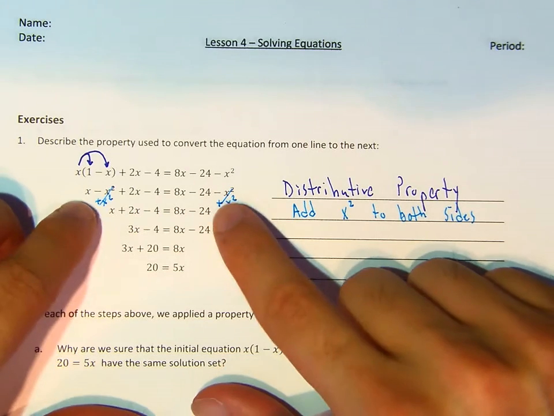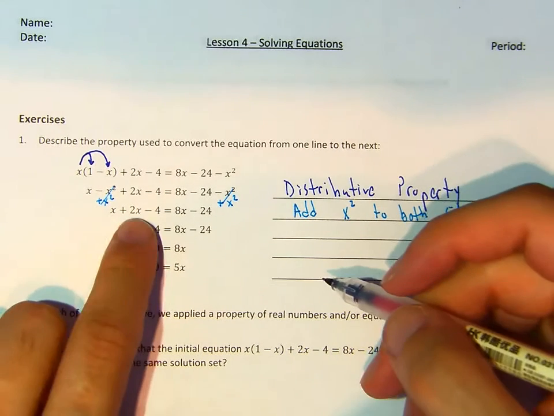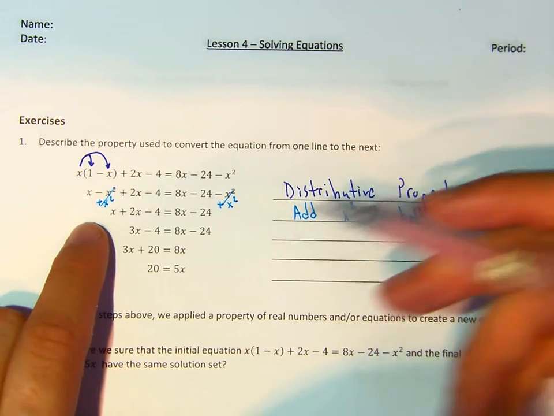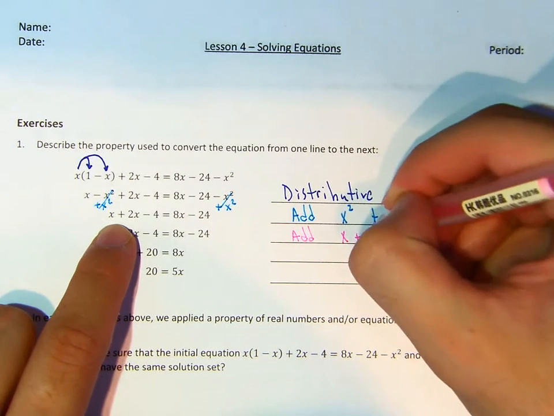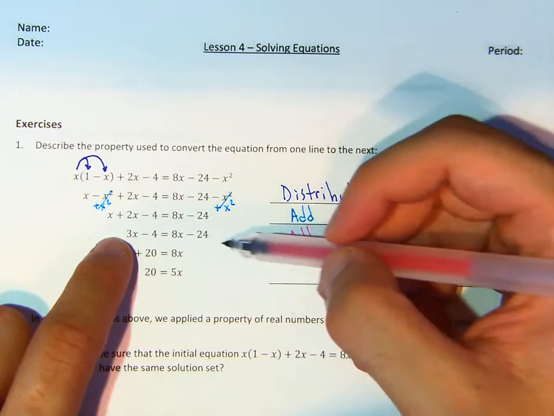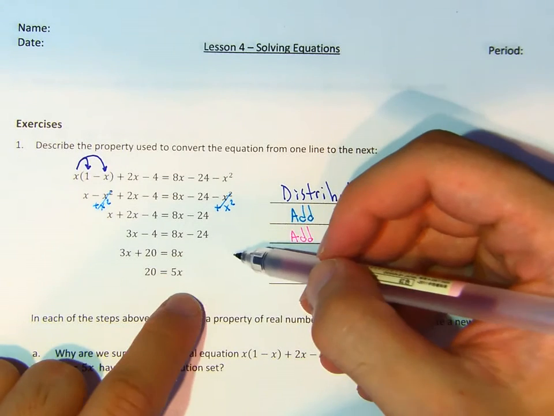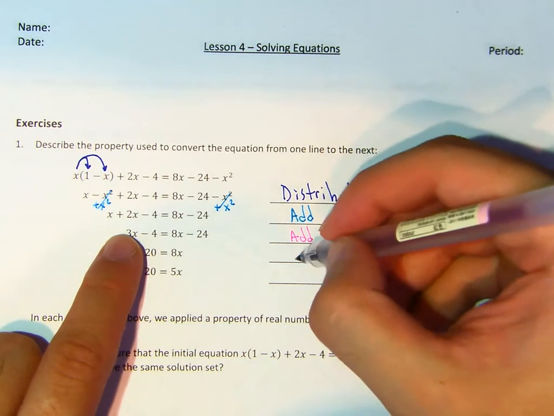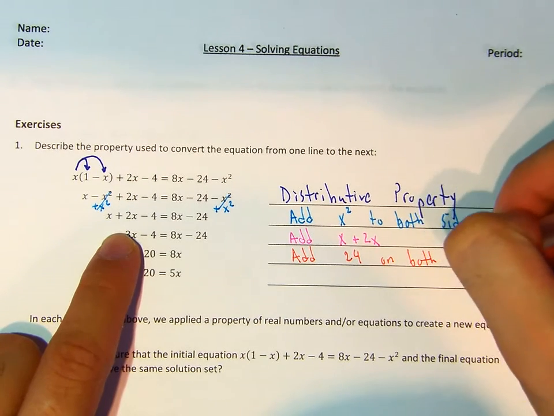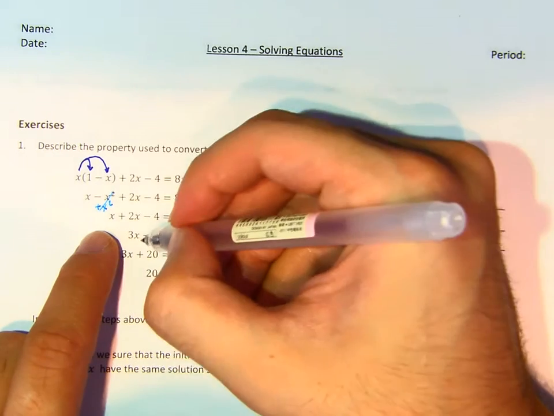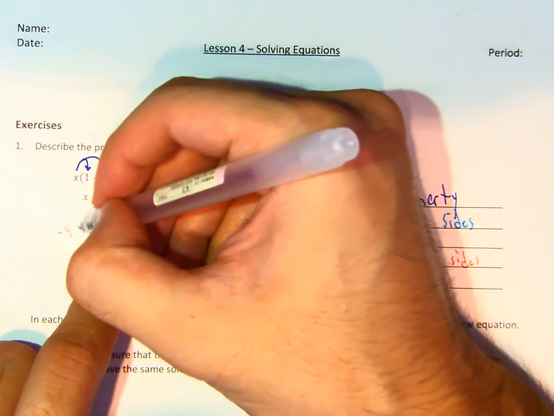What would you describe the move from here to here, right? Okay, for here to here, notice that what happened here? Here we just added the x plus 2x, so add x plus 2x, right? And that became 3x. Okay, so then what's the next move, right? From here, what did this person do? They added 24, so add 24 on both sides. Because here, if you add the 24 here, and you add the 24 here, this cancels out.